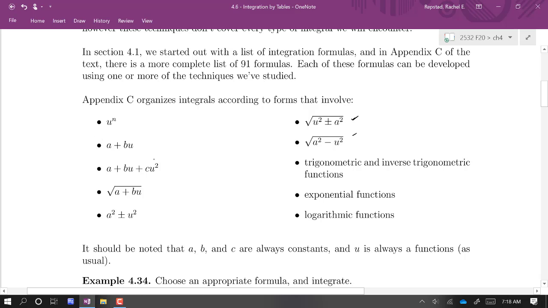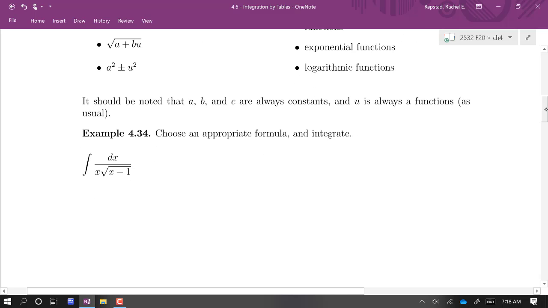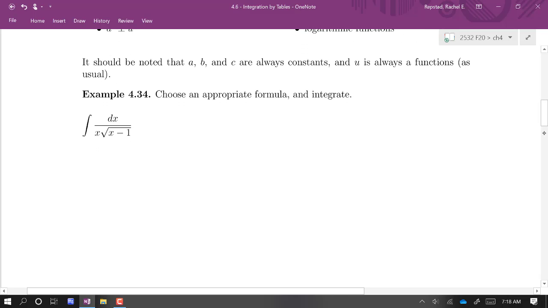We have ones that involve some kind of quadratic expression. Some of those could have been derived by using partial fraction decomposition. And then we have ones that involve trig functions or exponential functions. So when I'm looking at an integral, the first thing I do is just try to figure out what section of those tables I should be looking at. A, B, and C are always constants. U is always a function, as usual.